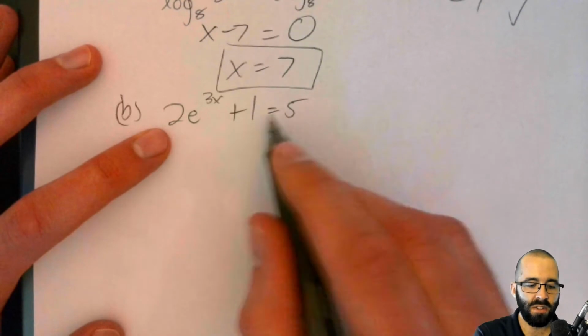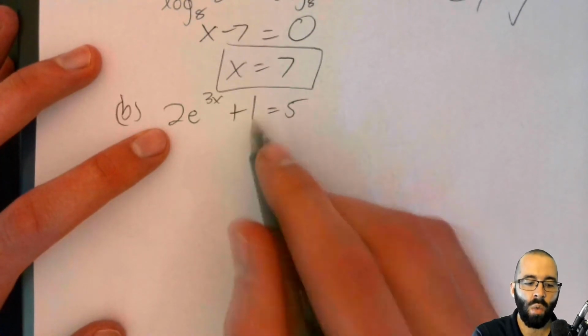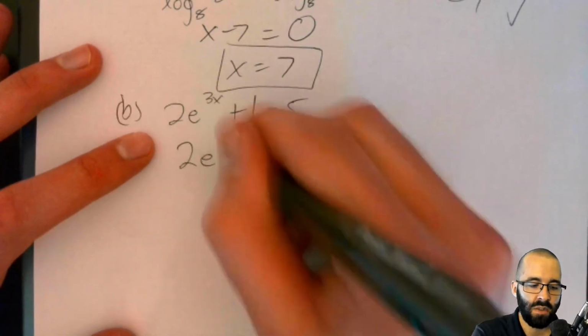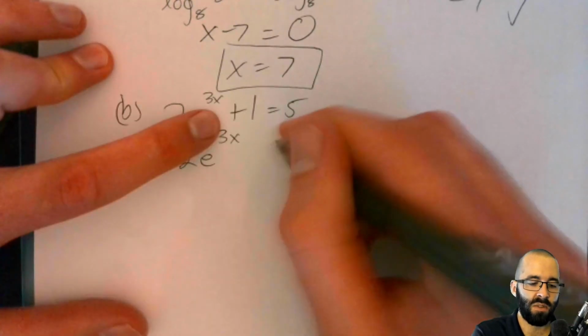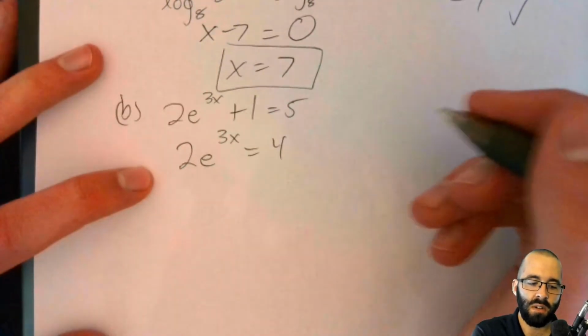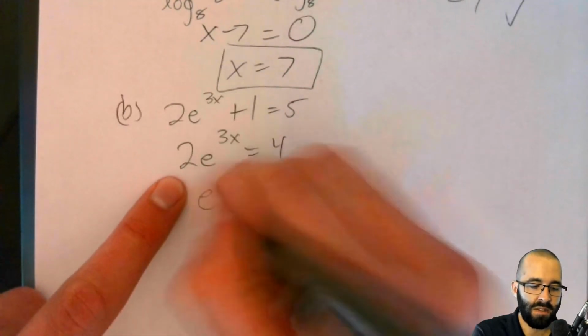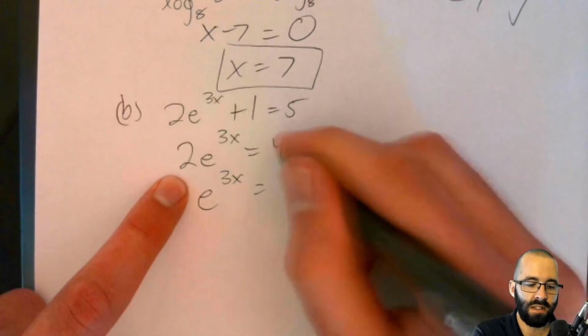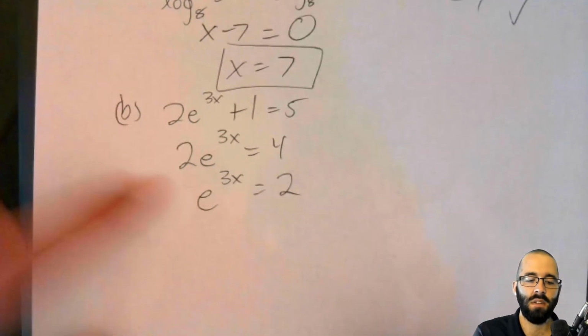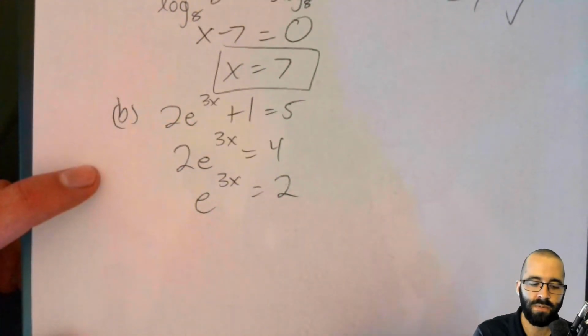So the exponential function, we need to get it by itself. We need to subtract 1 from both sides. We get 2e to the 3x is going to equal 4. Still not isolated, it's got a 2 in front. Divide both sides by 2. e to the 3x is equal to 4 divided by 2. 4 divided by 2 is 2.